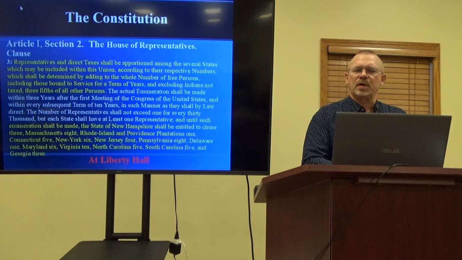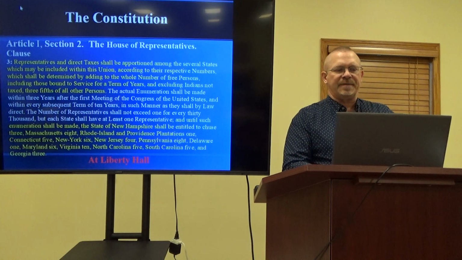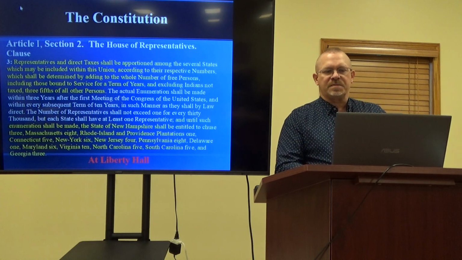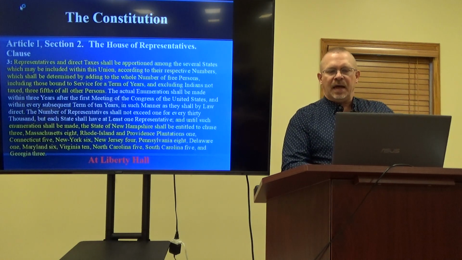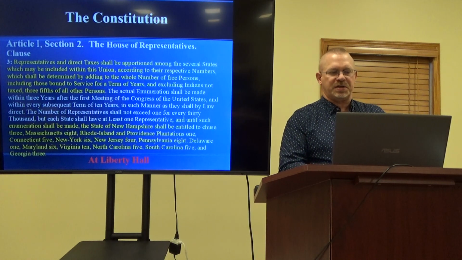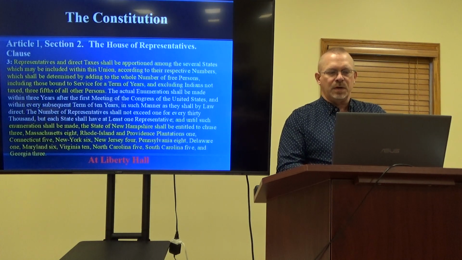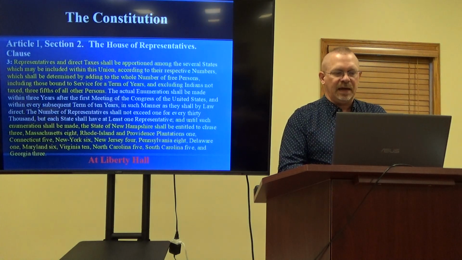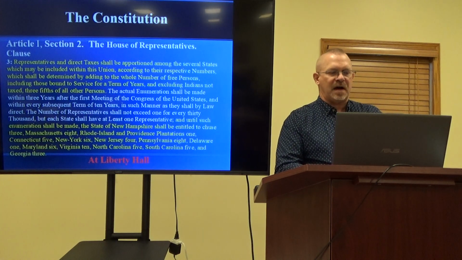The actual enumerations shall be made within 3 years after the first meeting of the Congress of the United States, and within every subsequent term of 10 years, in such manner as they shall by law direct. The number of representatives shall not exceed 1 for every 30,000, but each state shall have at least 1 representative. And until such enumeration shall be made, the state of New Hampshire shall be entitled to choose 3, Massachusetts 8, Rhode Island and Providence Plantations 1, Connecticut 5, New York 6, New Jersey 4, Pennsylvania 8, Delaware 1, Maryland 6, Virginia 10, North Carolina 5, South Carolina 5, and Georgia 3.